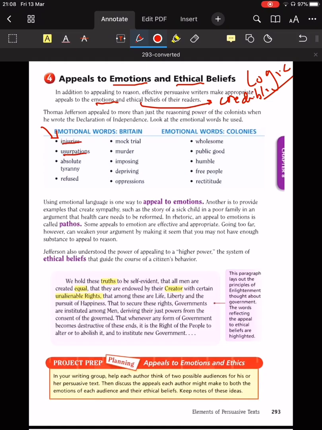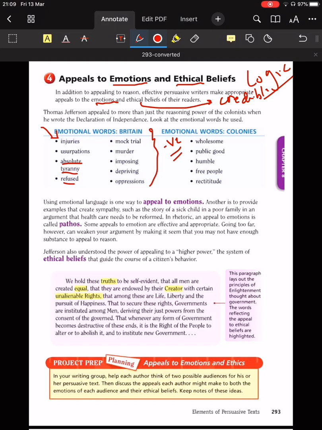Injuries, usurpations, absolute tyranny, refused, mock trial, murder, imposing, depriving, and oppression. You will notice that all these words are in fact negative. They present an idea of something to be afraid of, something causing pain, causing injuries, tyranny. People will be scared, frightened by these.